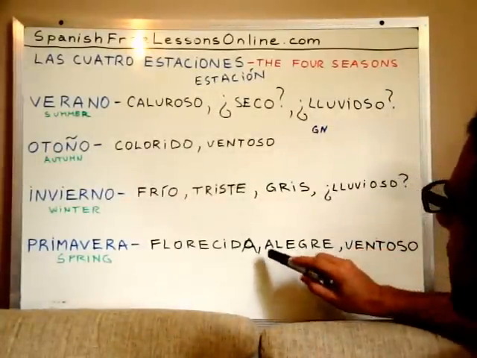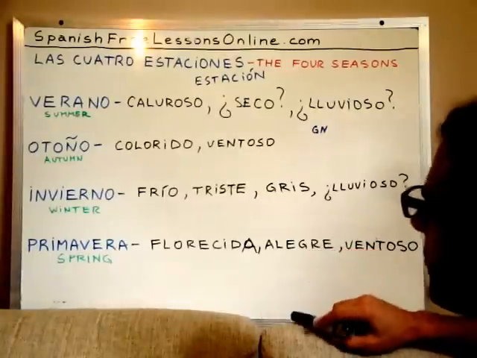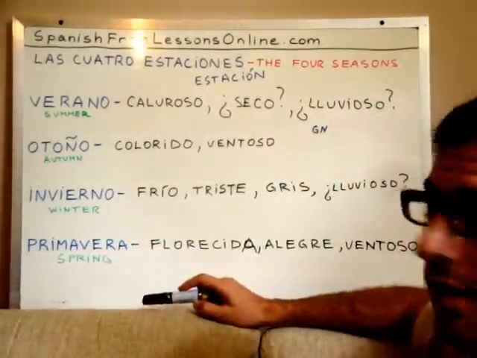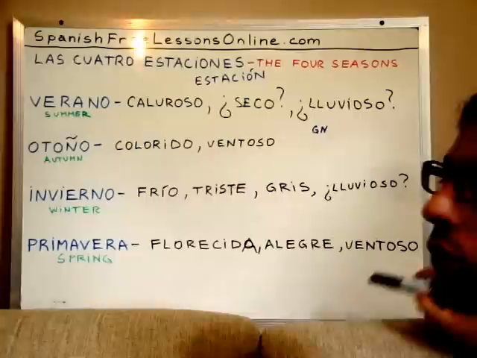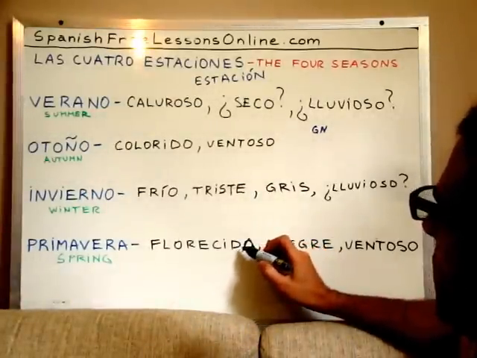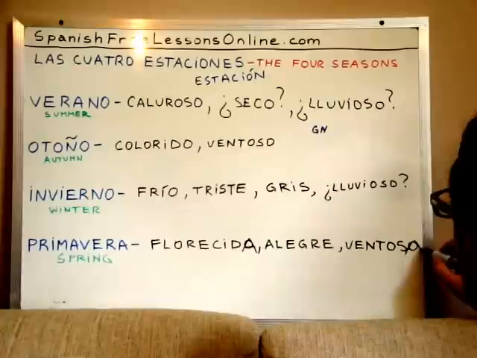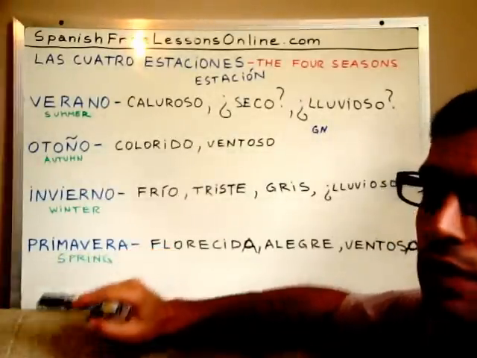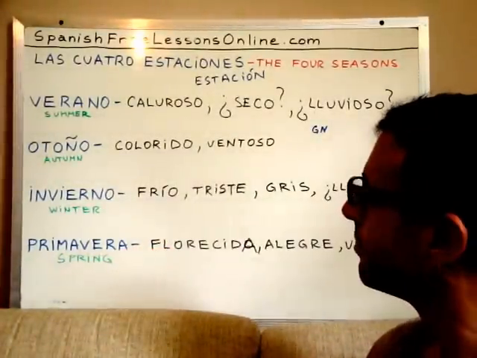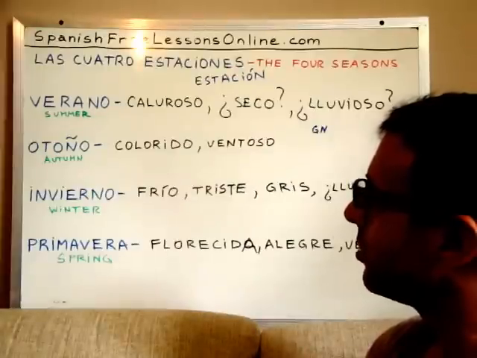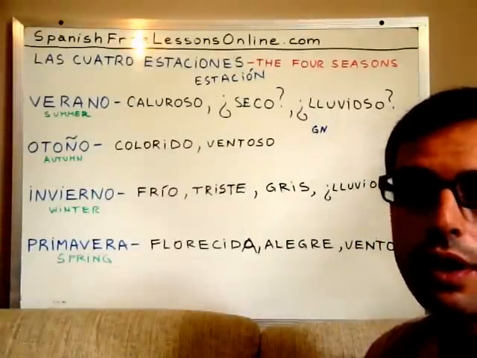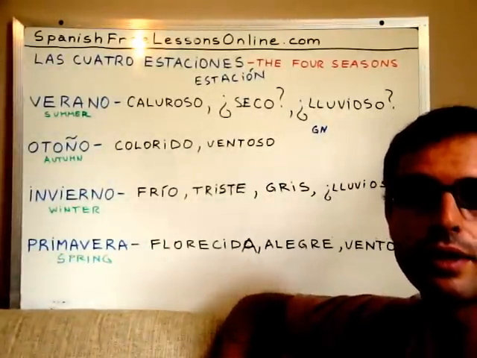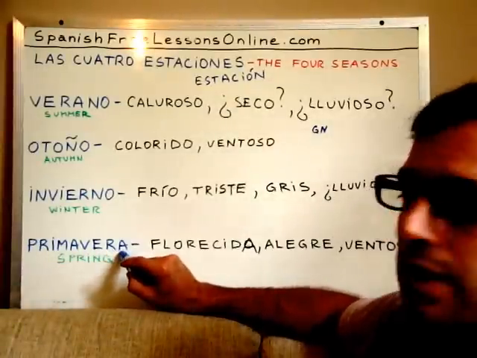Alegre, three syllables. Alegre. And we can say, la primavera es ventosa, windy. Again, same as with florecida, ventosa should end with an A because it refers to primavera, which is a feminine noun. And I was always starting my sentence with the article la. La primavera. La is the feminine singular article for a feminine singular noun.